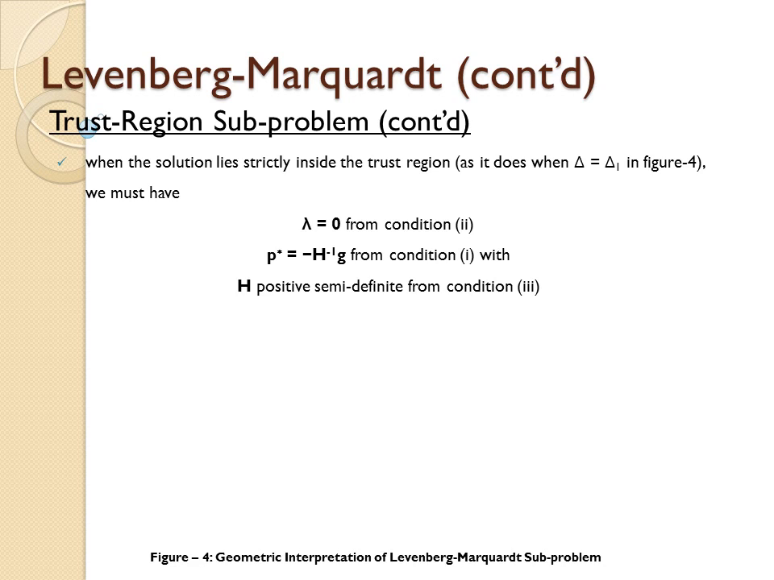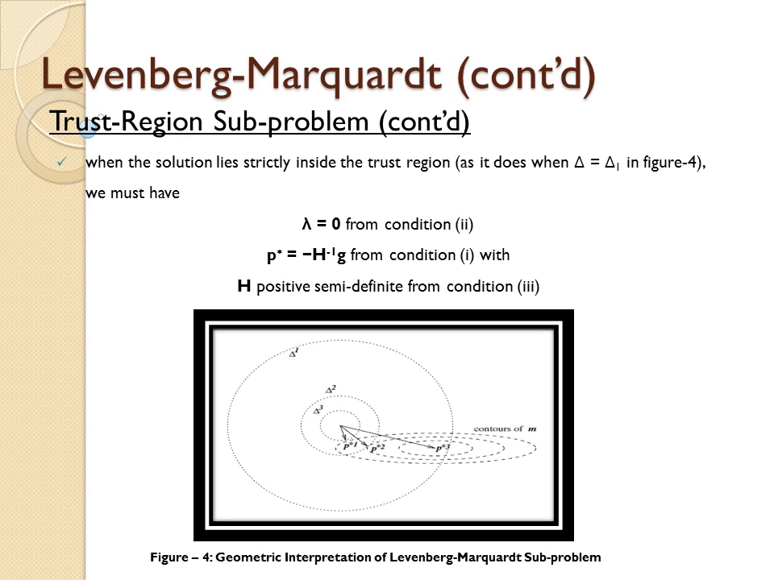Now, let's look at a few different cases. When the solution lies strictly inside the trust region, when delta equals delta 1 in figure 4, we must have lambda equals 0 from condition 2, and p star becomes equal to negative H inverse g from condition 1, with H positive semi-definite from condition 3.